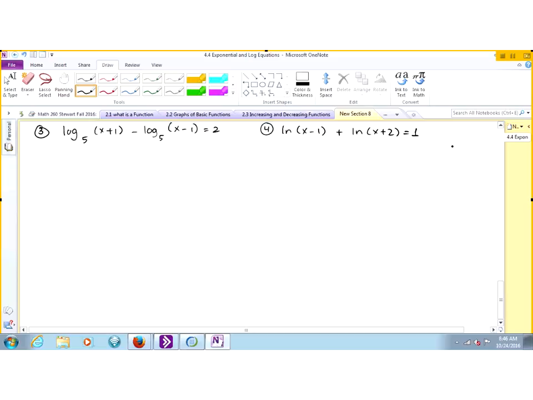Okay, now, number 3. Do I have one log expression on the left? No, we have how many? 2. So can we combine it? Yes. How do we combine these? Log base 5, this is subtraction, so divide, yes. x plus 1 over x minus 1. That's right. Is equal to 2.